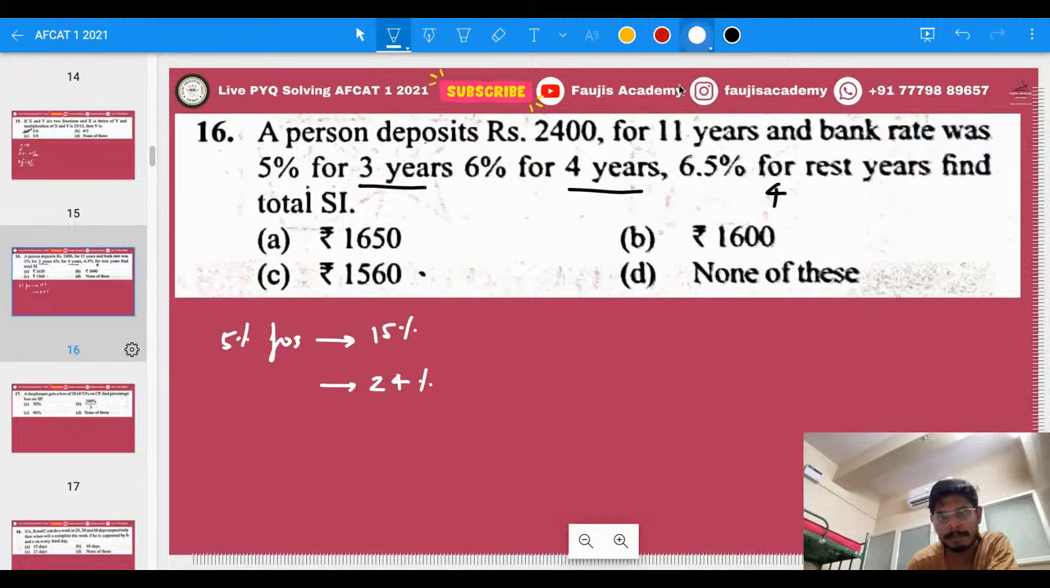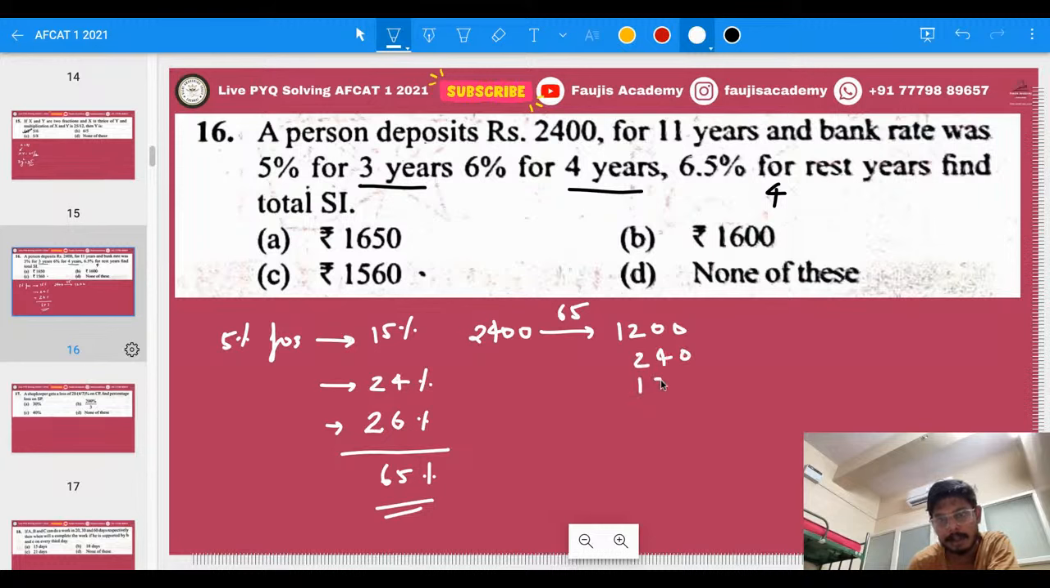rest remaining 4. If it is simple interest, we can simply multiply it, isn't it? Right, so that means how much? 26% he is getting in the last stretch of 4 years. Eventually he is making how much? 65% he is making. So can we simply find out the simple interest, the value of 65%? Okay, 50% is 1200, 10% is 240, 5% is 120. If you add all of this, we will reach nothing other than 1560 as your answer, guys. Please be quick with the calculations.